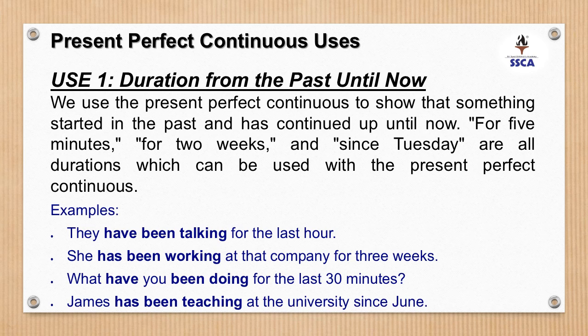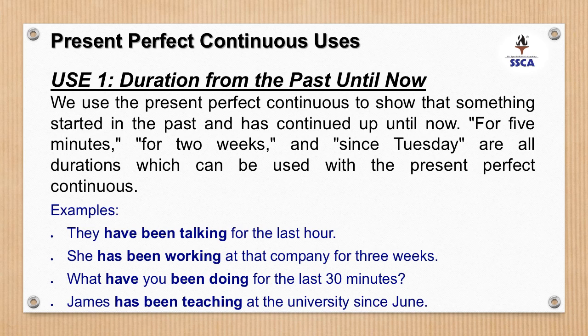They have been talking for the last 2 hours. She has been working at that company for 3 weeks. Example number 3. What have you been doing for the last 30 minutes? Example number 4. James has been teaching at the university since June. In all these examples, the actions have started somewhere in the past and continued up until now.